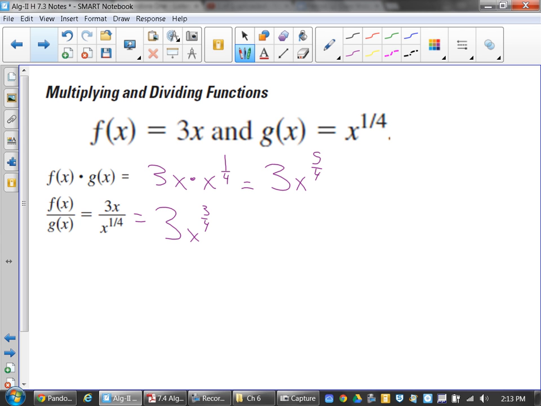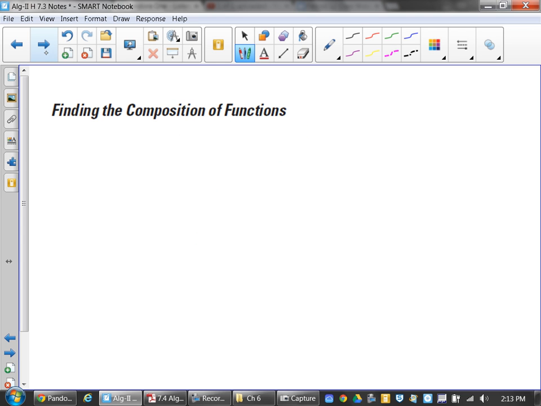We okay so far? A little bit. The composite is where things get a little bit fuzzy. The composite's usually where people start to get a little fuzzy with it.